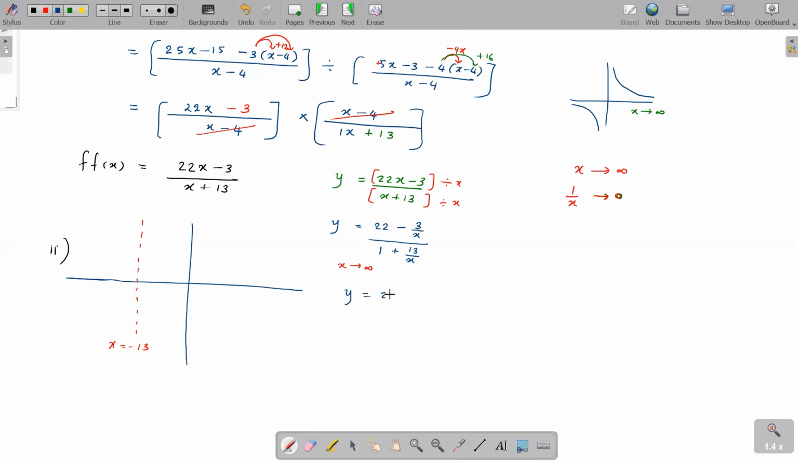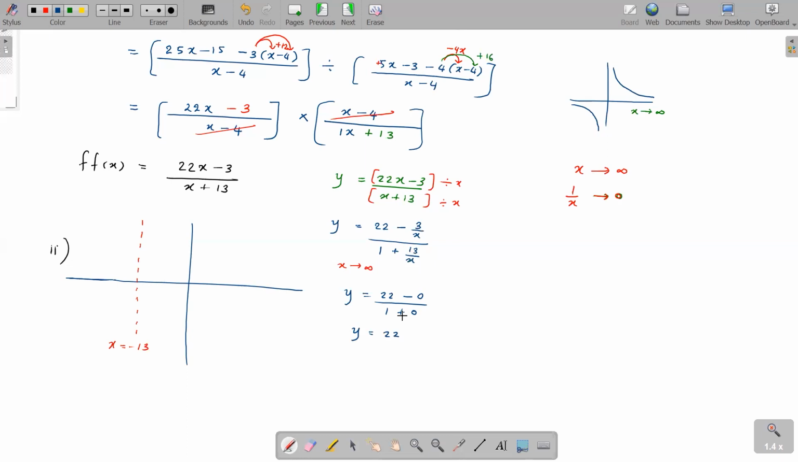Y equals 22 minus 3 over x. 1 over x becomes 0, right, when x is a large figure. So minus 3 over x becomes 0. This is 1 plus 13 over x also. You have x in the denominator, 1 over x type. So that also becomes 0. Basically, your y asymptote will be 22.